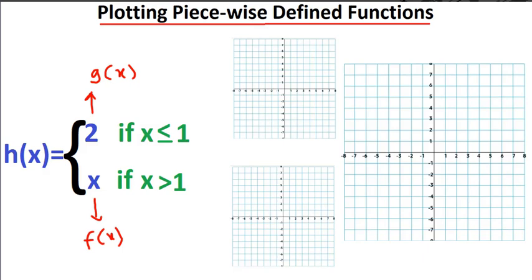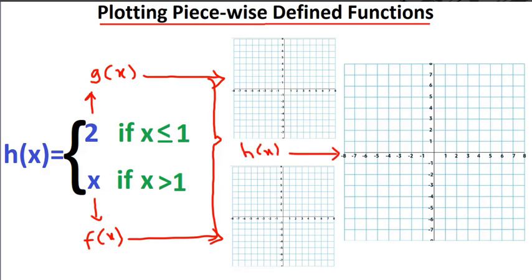We will plot this g of x on this graph and this f of x on this graph, and h of x, the combination of g of x and f of x, on this graph. So we have basically split h of x into two graphs so that you can have a clear understanding of how you can graph or plot a piecewise defined function.